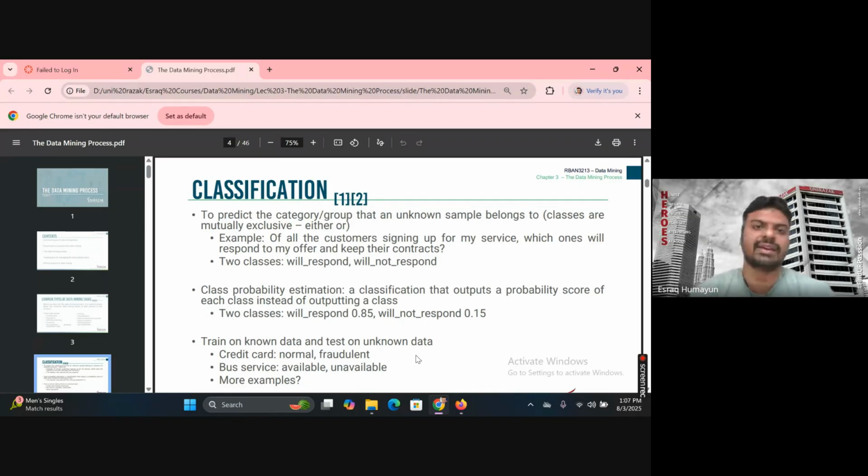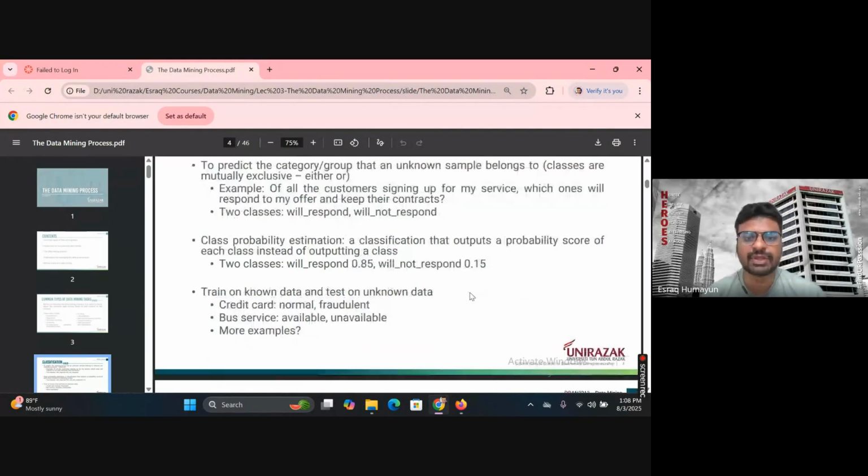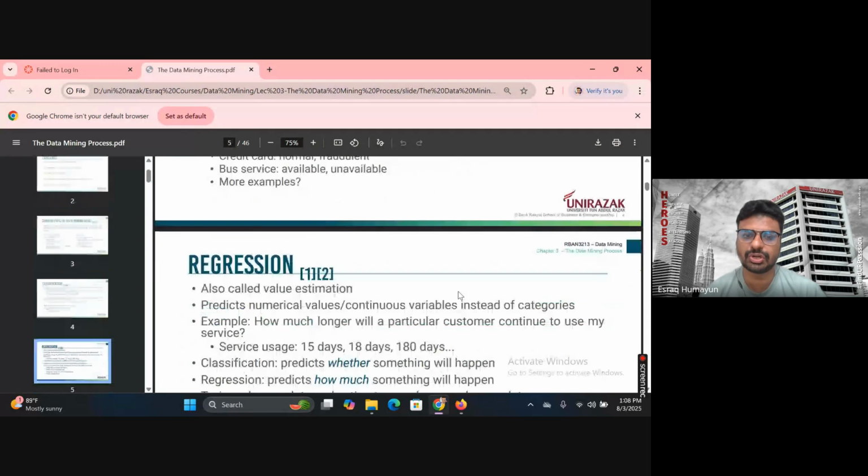So that is written here: to predict the category group that an unknown sample belongs to, mutually exclusive, either or. Example: of all the customers signing up for my services, which one will respond to my offer and keep their contact? Two classes: will respond, will not respond. They are giving an example where a shopkeeper is creating a system for his customers where they will either sign up or not sign up. So there will be two classes, who will respond or will not respond. Do you understand from the example I have given? Classification is clear, sir.